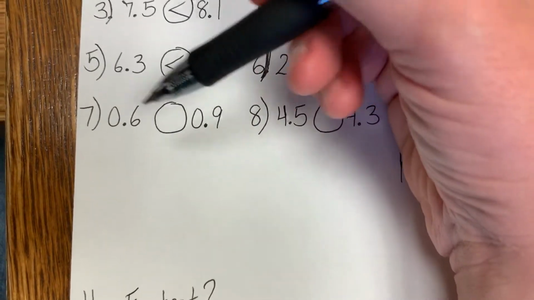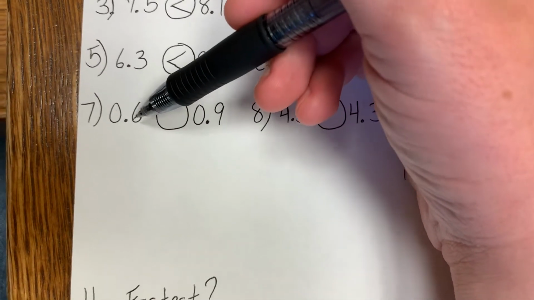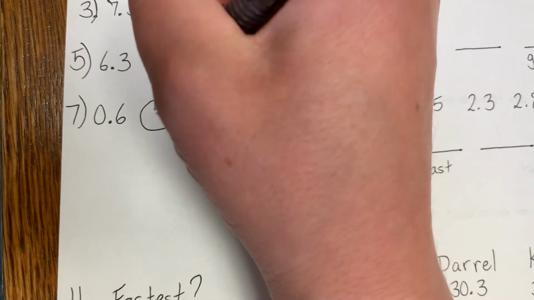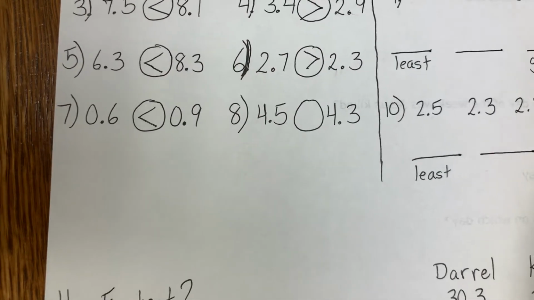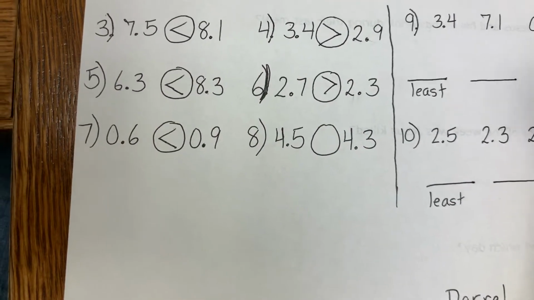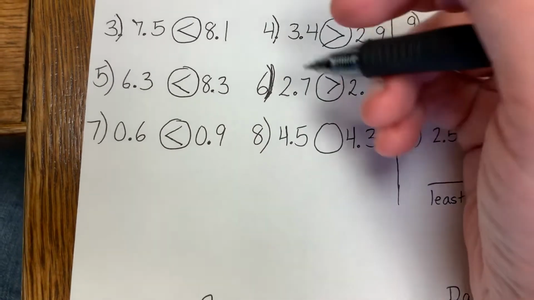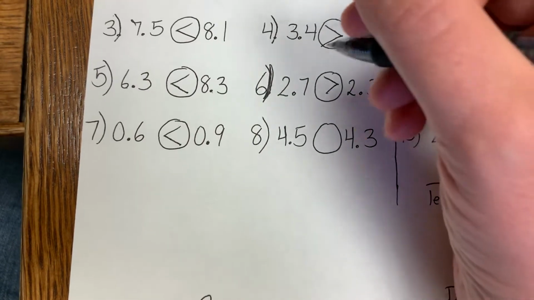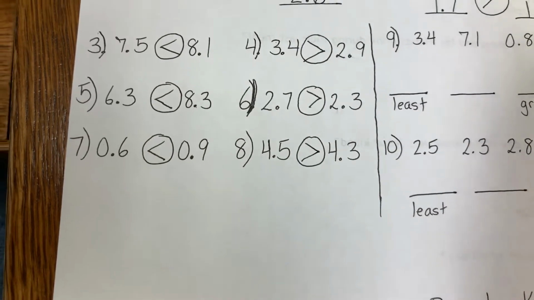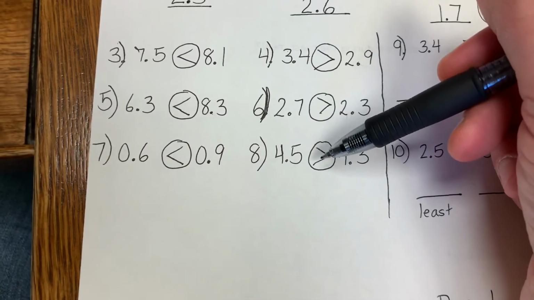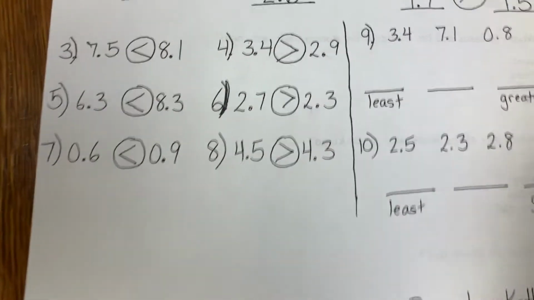Number 7, we also have a 0 in both of the ones places. So we're going to look at the tenths place. We have a 6 and a 9, so we're going to say 0.6 is less than 0.9. And number 8, 4.5 and 4.3, they both have a 4 in the ones place, and the 5 is greater than the 3 in the tenths place, so 4.5 is greater than 4.3. Remember, whenever we're using these symbols, it looks like an alligator mouth, and it looks like he's going to eat the biggest number. He wants to eat the most that he can.